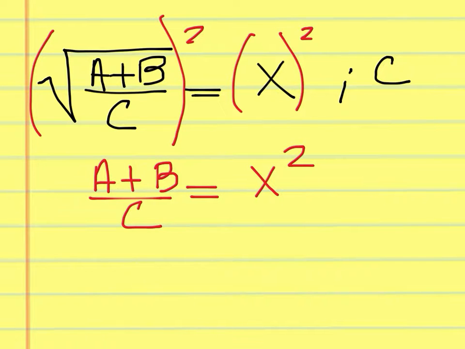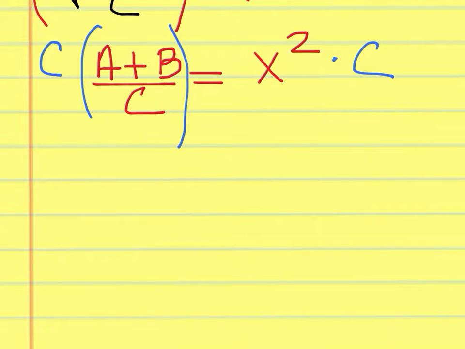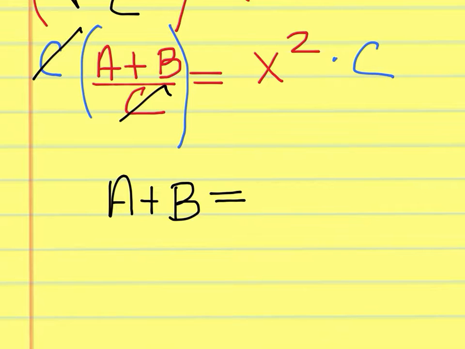You cannot solve for c by leaving it in a denominator. It must come out of there. So to get it out of that denominator, you multiply the left side by c and the right side by c. When you multiply by c on the left, this cancels out, and you're left with a plus b. On the right, you simply have x squared c.